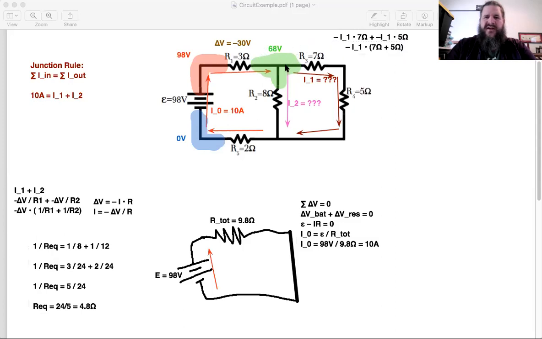So this T junction here, this region has to have a voltage of 68 volts. And if we know another voltage, we can figure out the current through this resistor. We don't know this voltage yet, but we can figure it out. Because what other resistor do we know the current through? What's the one other resistor where we know the current?